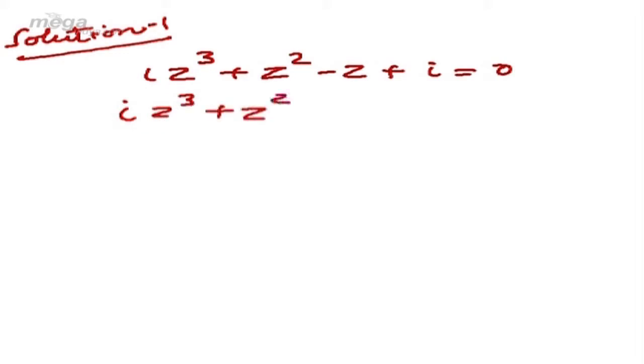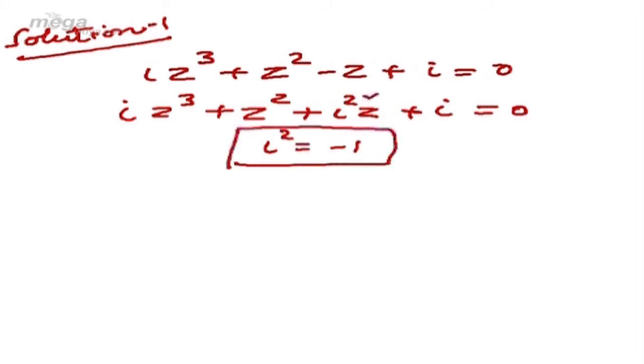iz cube plus z square minus z plus i is equal to 0. iz cube plus z square, you can write minus 1 as i square. So minus z can be written as i square z plus i is equal to 0. You have written in this step i square is equal to minus 1 in this place.